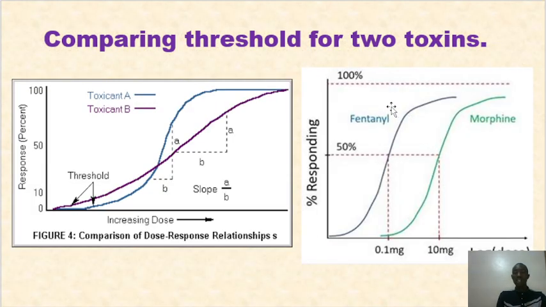An example is down here. This is another graph that we are comparing. We are comparing fentanyl and morphine. Fentanyl is toxic, and you can see that for fentanyl, even at 0, as you increase from 0 to 1, there's already a response, meaning the threshold is just immediately after 0. As you start maybe at 0.1 the response increases, meaning it's highly toxic.